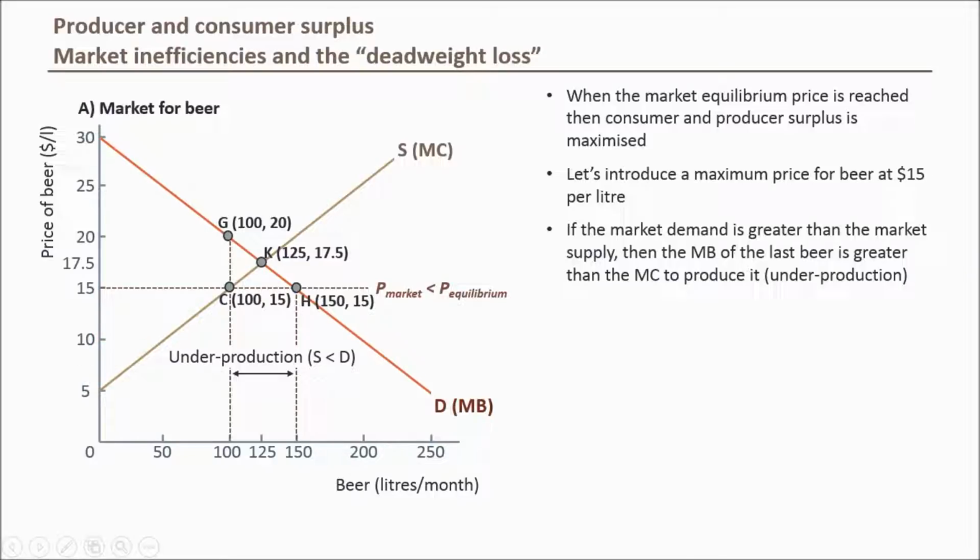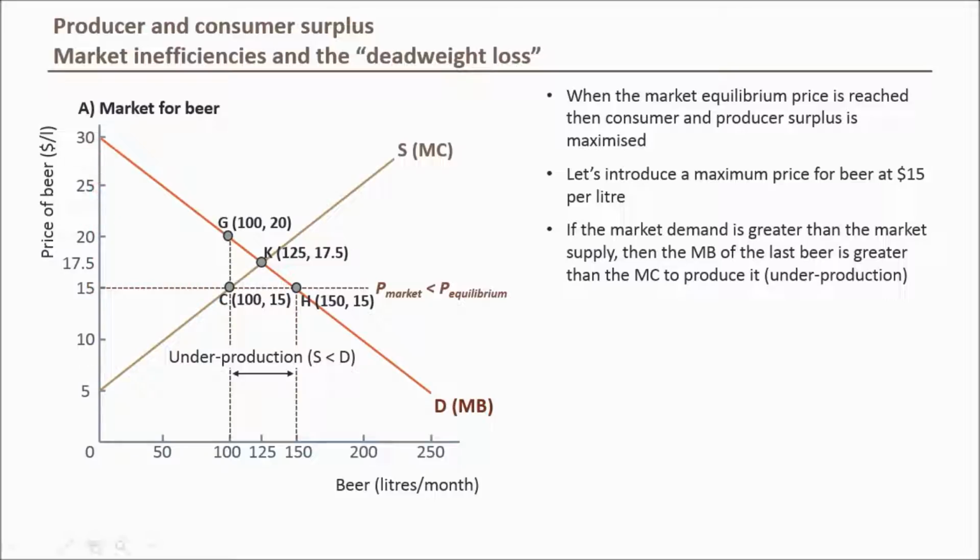In Figure A, you will notice that the new consumer surplus is not the entire triangle below the demand curve. This is because the quantity that is actually consumed by consumers is 100 litres per month. Although they would like 150 litres per month, the price restriction means that producers only supply 100 litres per month. So to calculate the new consumer surplus, we need to calculate the area underneath the demand curve and above the price level for the quantity that is actually supplied and consumed in the market.